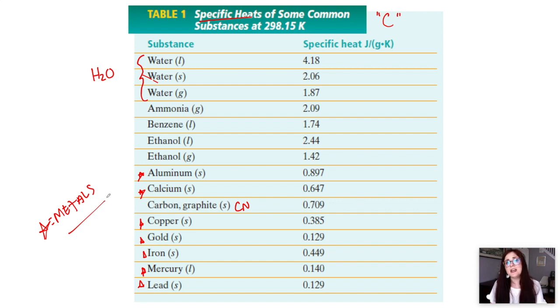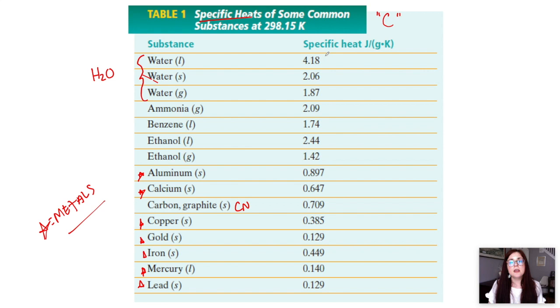It's very easy for metals to raise or lower their temperature. It does not take a lot of heat to raise 1 gram of aluminum by 1 degree Celsius. It takes barely any energy to raise the temperature of gold by 1 degree Celsius. That's because it already transfers energy very well. It transfers heat very well because of those metallic bonds.